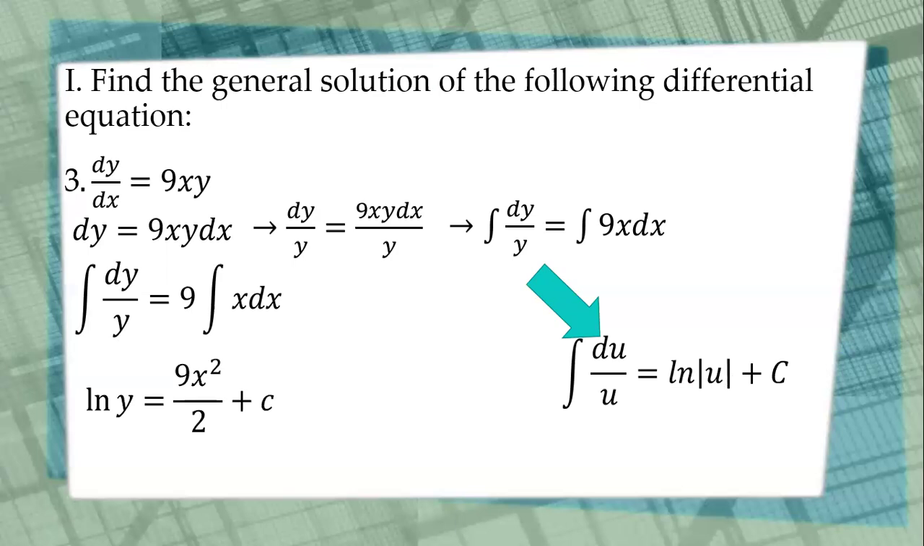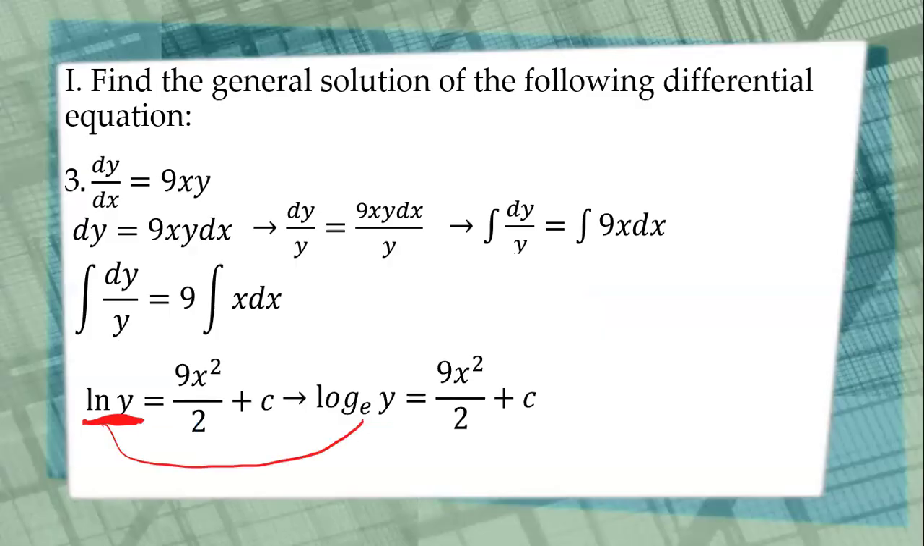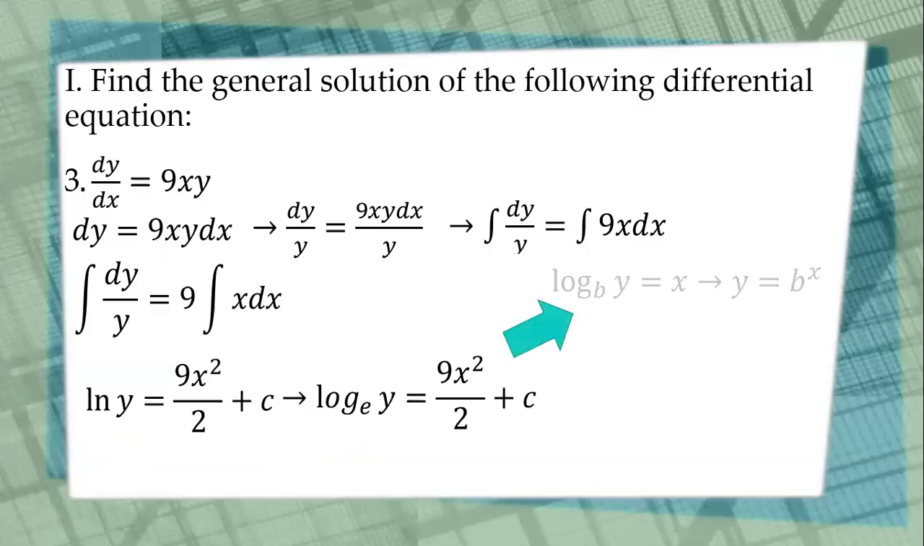But take note that our final answer is not ln of y. It should be y only. So we need to do something with this natural logarithmic form because we can rewrite the natural logarithm as a logarithm to the base e. So observe this one. This is how you rewrite an ln of y. You could rewrite it as a logarithm of y to the base e is equal to 9x squared over 2 plus c. Then, recalling how to transform a logarithm of y to the base b is equal to x, that becomes a y value, which is equal to the base raised to the x value.